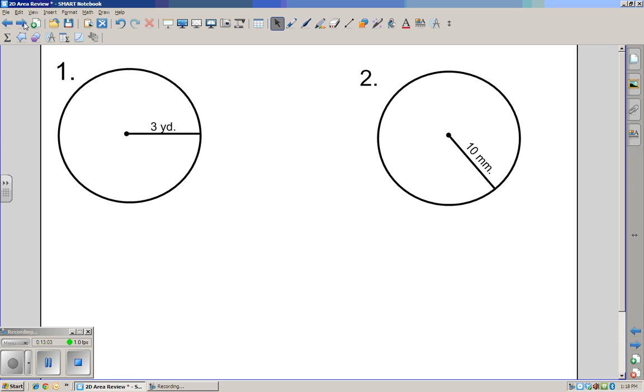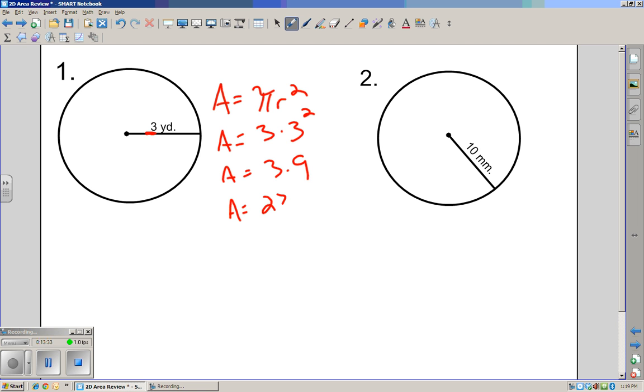Please pause the recording and complete number 1 and 2. For number 1, again, A equals pi r squared. We are using 3 for pi, and then my radius is also 3 squared. 3 squared is 9. 3 times 9, my A is 27 yards squared.